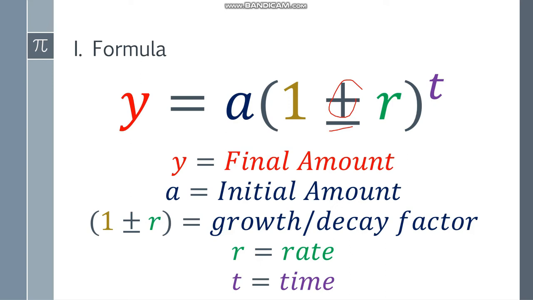So, ibig sabihin ng mga variables, you have y is equal to final amount. Ang A natin, that will be the initial amount. So, ang 1 plus minus r ay growth or decay factor. So, just in case matanong siya sa problem, pag what is the growth or decay factor, ito yung sasagutin natin. And ang r natin dito is rate, and ang t will be time.